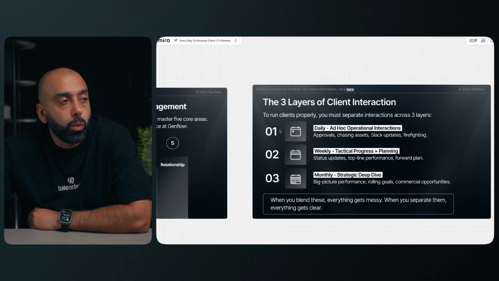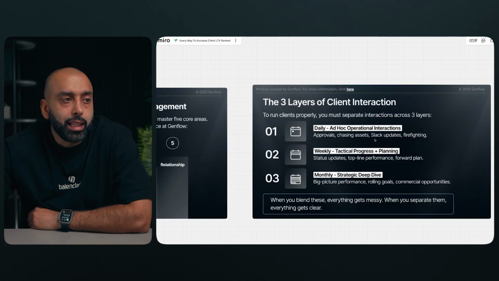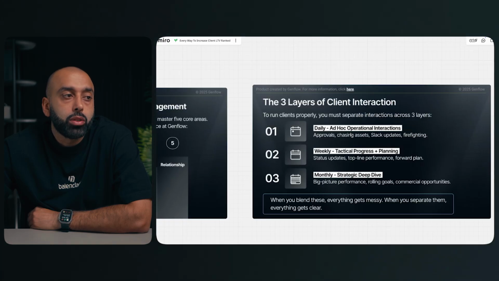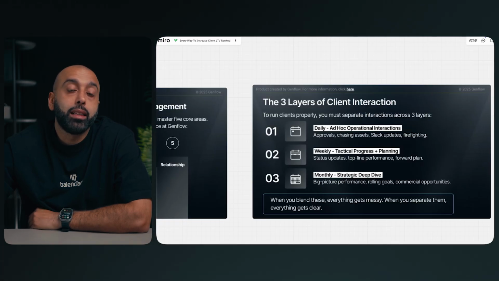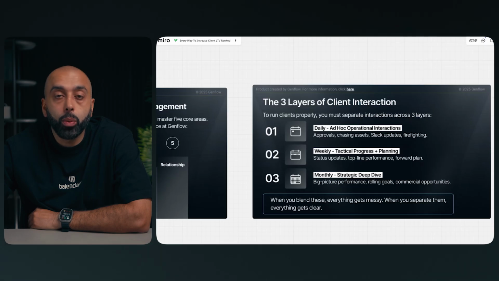Why? Because this is what we're doing. One, daily comms, approvals, chasing assets, whatever is in Slack. So we will have a Slack channel with the client and there's daily comms in there, right? And we ensure we have a rule. Everything must be responded to within 24 hours. And you should always be the last message.